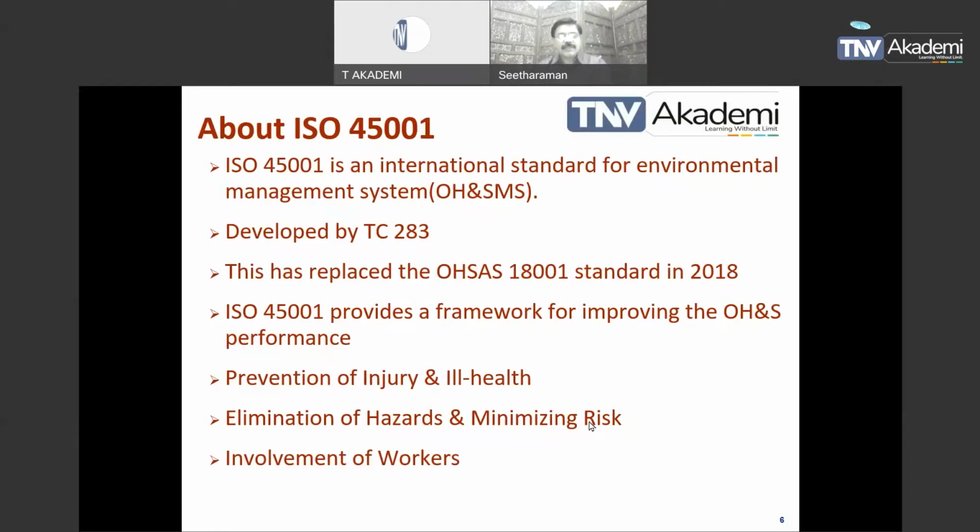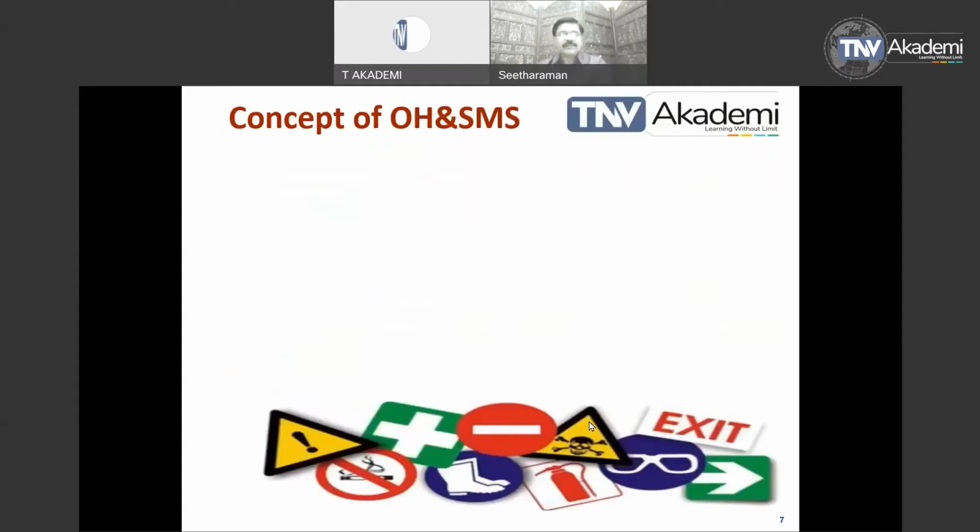That means workers will be involved in the standard heavily. We have to show evidence of their participation and consultation in various spheres so that the standard becomes very effective in implementation and maintenance. So that is one of the most important points we need to note. Okay. Now the concept of occupational health and safety management system.